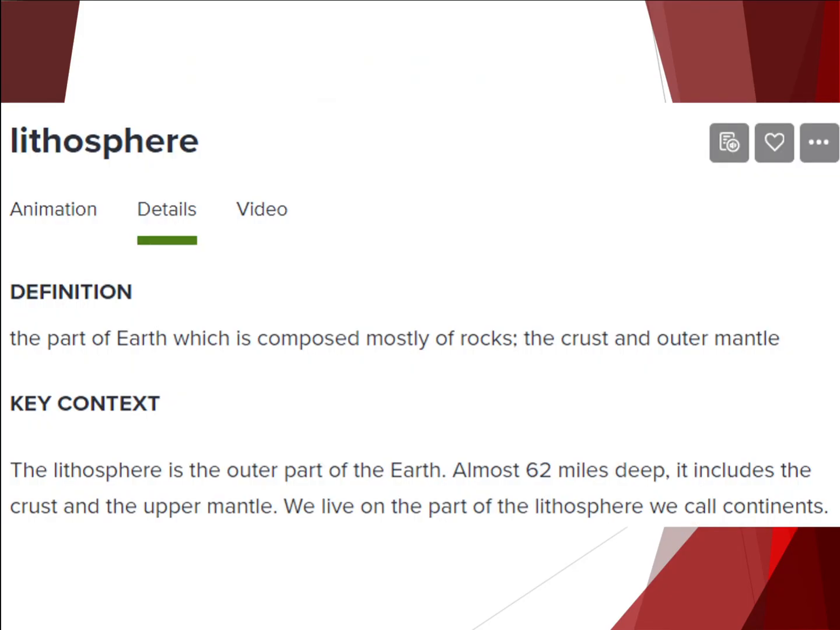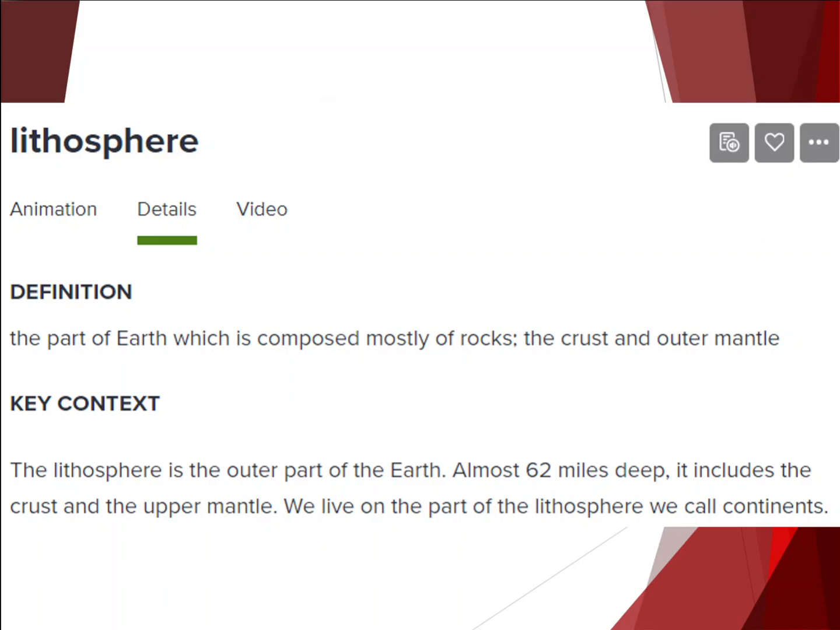Next definition, lithosphere. The lithosphere is the part of Earth which is composed mostly of rocks, meaning the crust and the outer mantle. As you finish copying this down, let me remind you that the lithosphere is the outer part of Earth. It's about 62 miles deep, and it includes the crust and upper mantle. We live on the part of the lithosphere that we call continents.